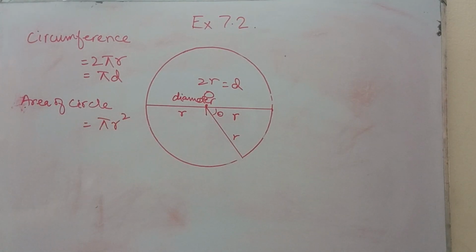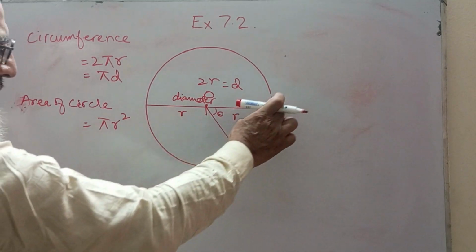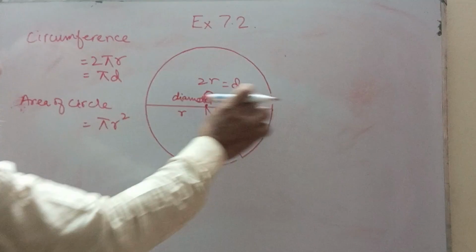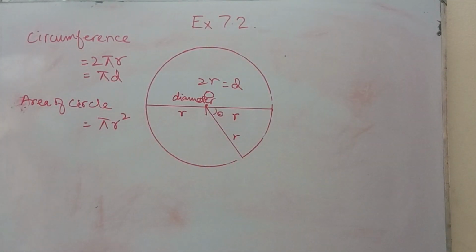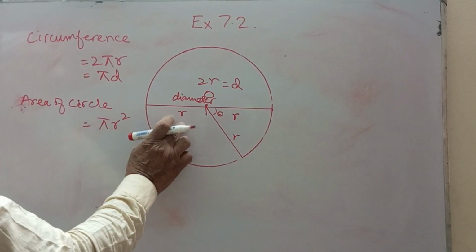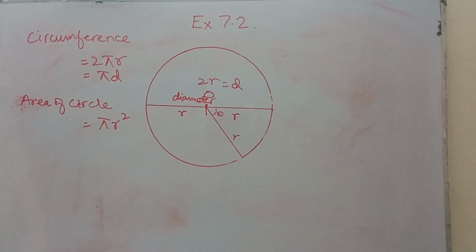Now you know that in the beginning I was trying to measure this circular path with the help of a string, which was very difficult, and I could not complete it. Now, if the radius is given, then you can easily find it.